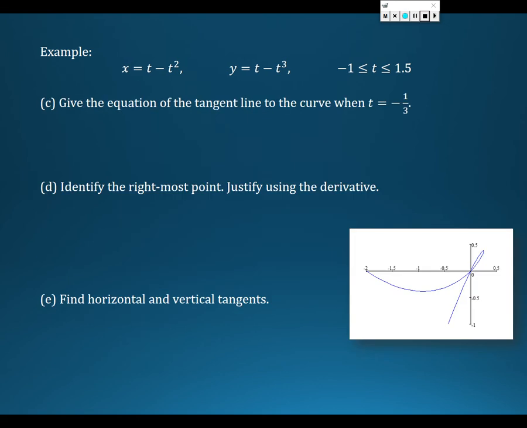I might need to copy that over here again. Here, let's write that on this slide too. dy dx equals 1 minus 3t squared over 1 minus 2t. Okay, good. Give the equation of the tangent line to the curve when t equals negative 1/3.